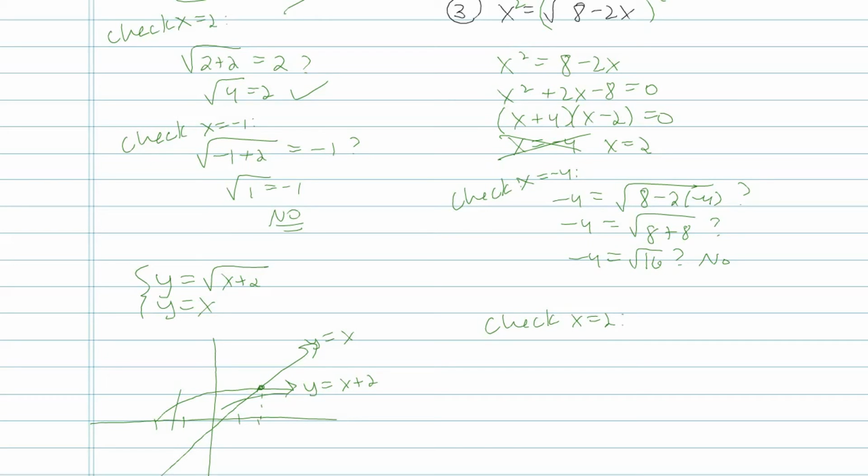What if I check x equals 2? Is it true that 2 is equal to the square root of 8 minus 2 times 2? 2 is equal to the square root of 8 minus 4? Yeah, that one works. So I do want to box 2. That is my solution. So in math, starting now, it's not only good enough to solve the equation, you also have to check it properly, because solving will sometimes give you extraneous solutions.